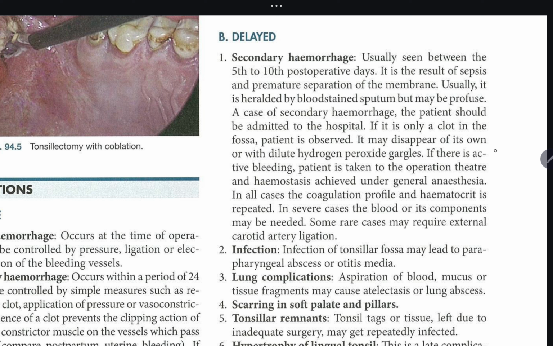It may disappear on its own or with dilute hydrogen peroxide gargles. If there is active bleeding, patient is taken to the operation theatre and hemostasis achieved under general anesthesia. In all cases, the coagulation profile and hematocrit are repeated. In severe cases, blood or its components may be needed. Some rare cases may require external carotid artery ligation.